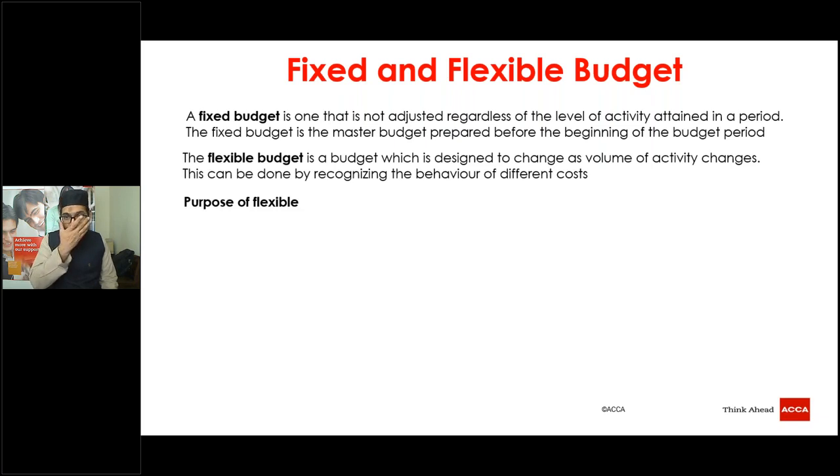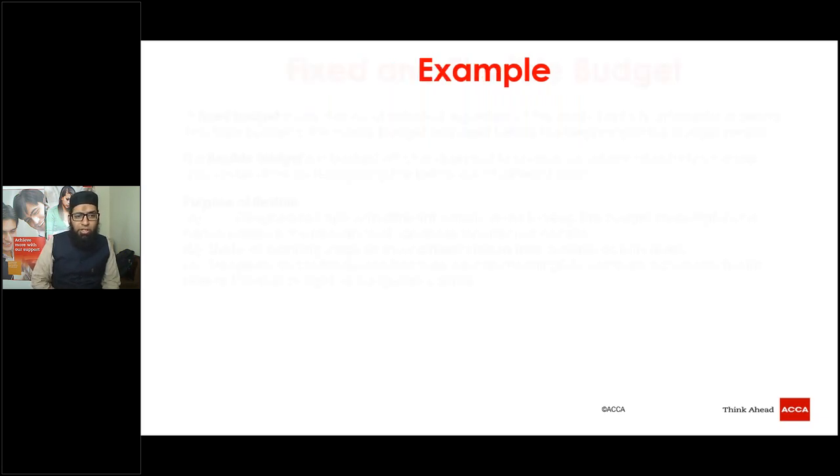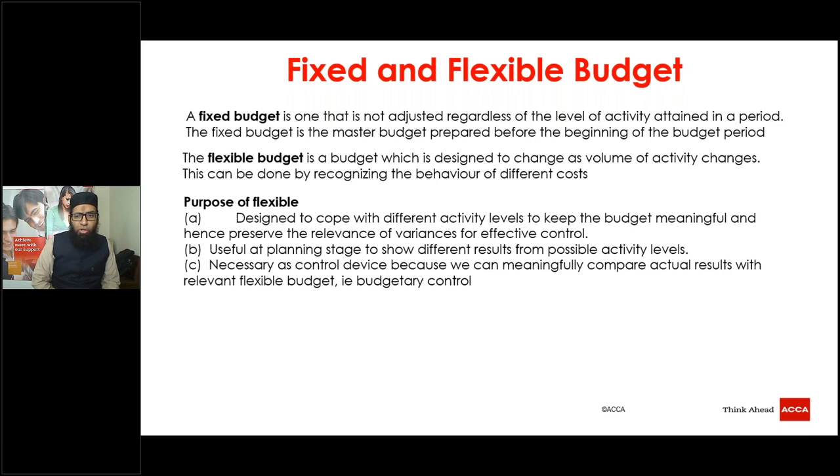So now let's discuss the fixed and flexible budget. A fixed budget is one that is not adjusted regardless of the level of activity attained in a period. Whereas a flexible budget is a budget which is designed to change as the volume of activity changes. So what is the purpose of a flexible budget? There are a few. First of all, it is designed to cope with different activity levels to keep the budget meaningful and hence preserve the relevance of variances for effective control.